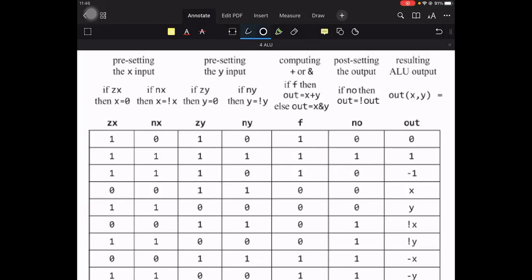And also, before I go further, the sequence of the inputs is from left to right. The first input the ALU looks at is ZX, all the way to NO. NO is the last one it looks at. So the sequence is from left to right. Okay.